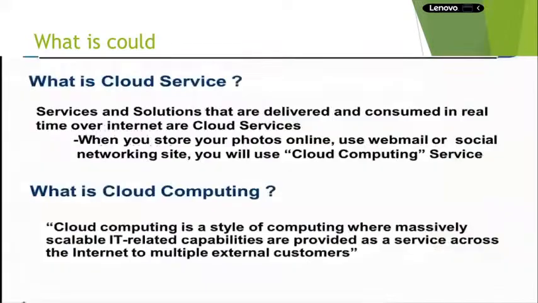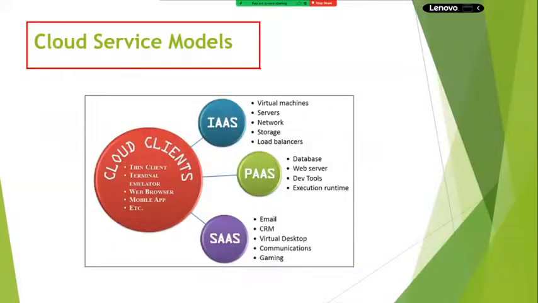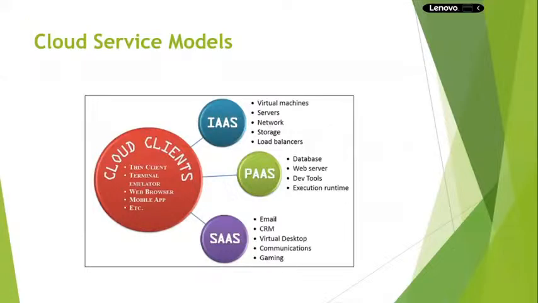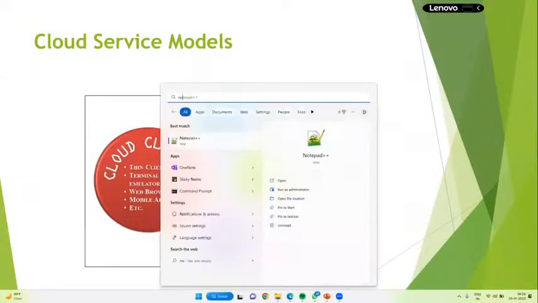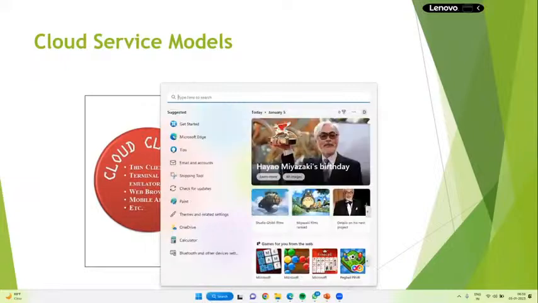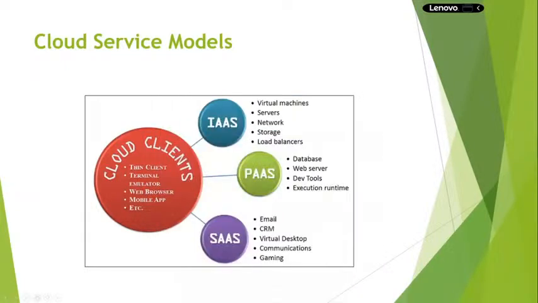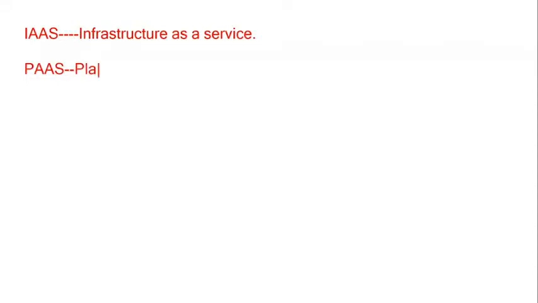What are they, guys? Any idea? Private cloud, public and hybrid cloud. Service models: one is infrastructure as a service. The other is platform as a service, PaaS. And what is that? Software as a service, SaaS.